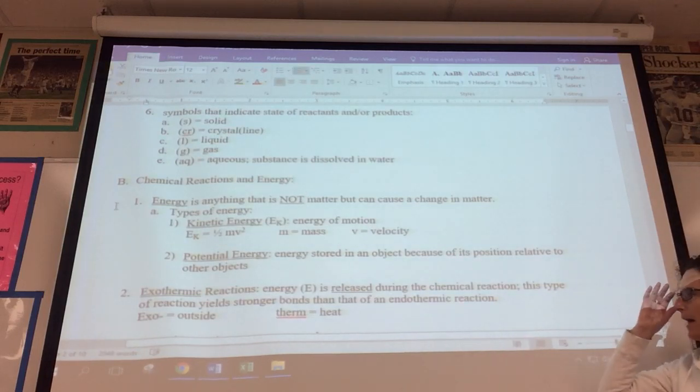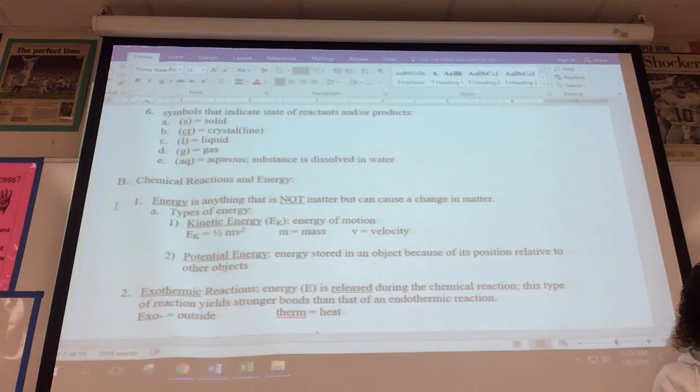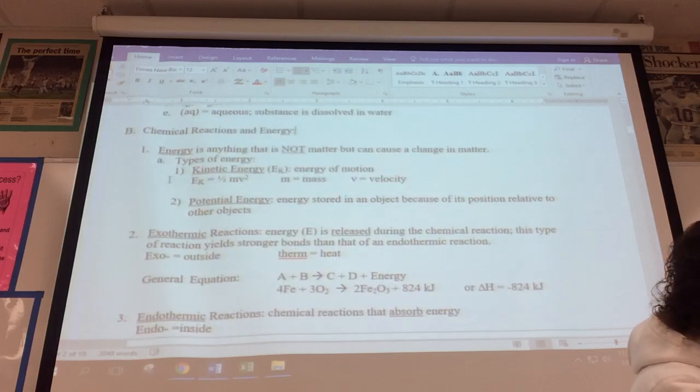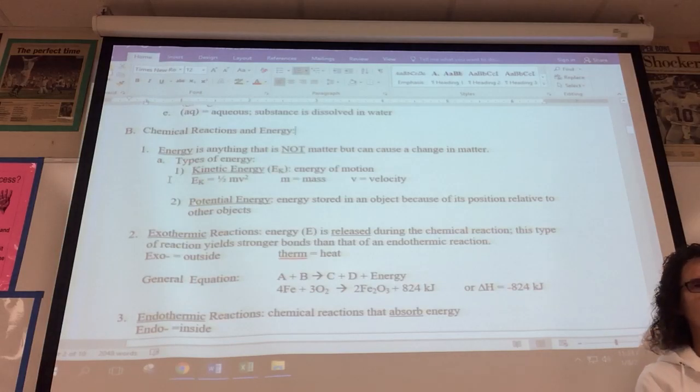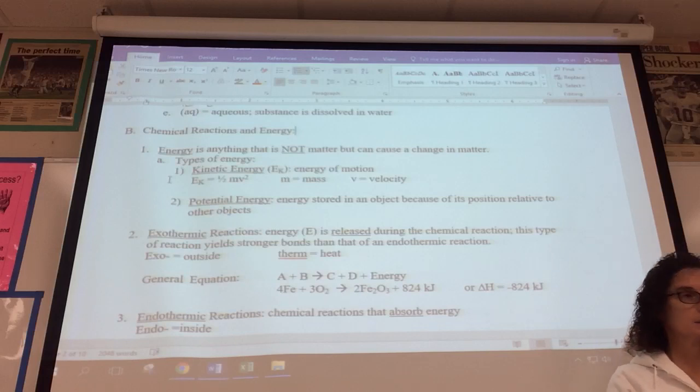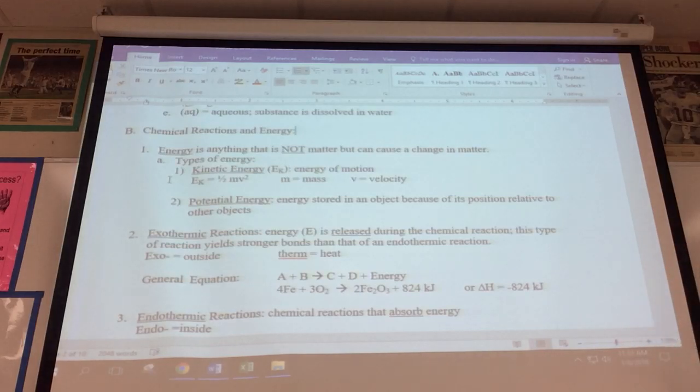A little bit about energy, and then we'll get into balancing equations. Energy is anything that is not matter but can cause a change in matter, and you'll see that energy is neither created nor destroyed in a chemical reaction. You can get the release or absorption of energy, but it's released from either the system or the surroundings, and it's absorbed by the other one as well.